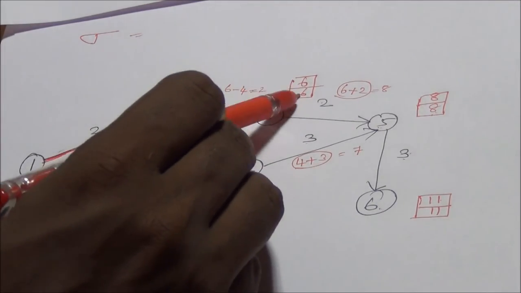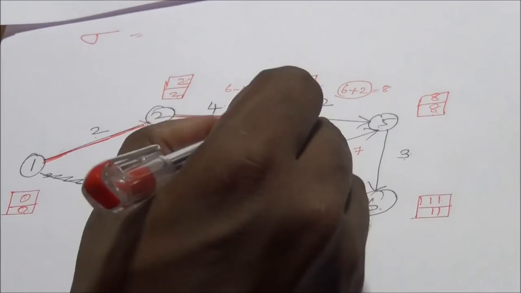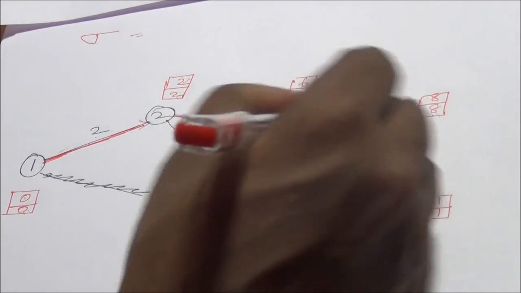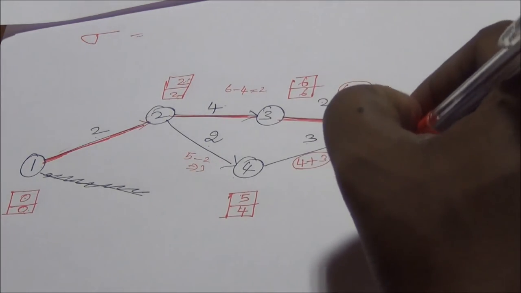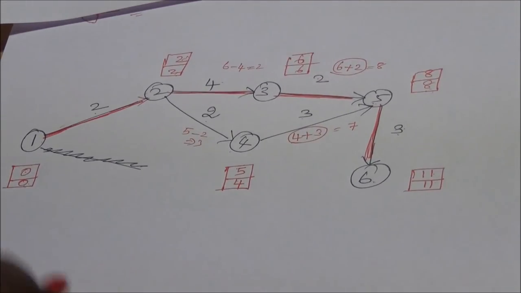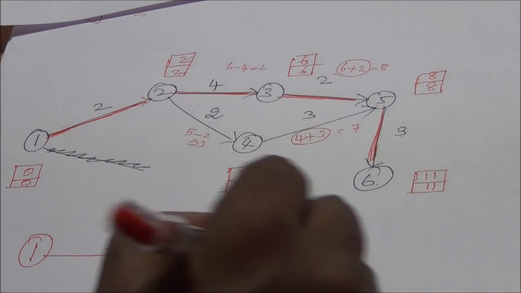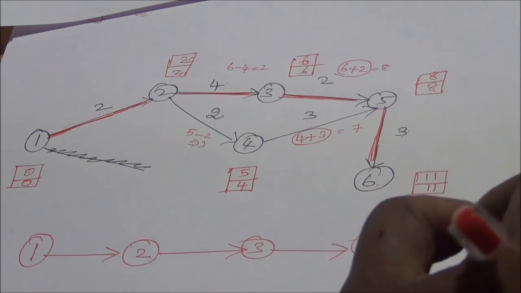We have the same value 6, 6 here, so you mark this as the critical path. Similarly, from 3 we have only 5, which has 8, 8, so you mark this as critical path. From 5 we have 6, with 11, 11, so you mark this as the critical path. So the critical path is 1 to 2, 2 to 3, 3 to 5, and 5 to 6.